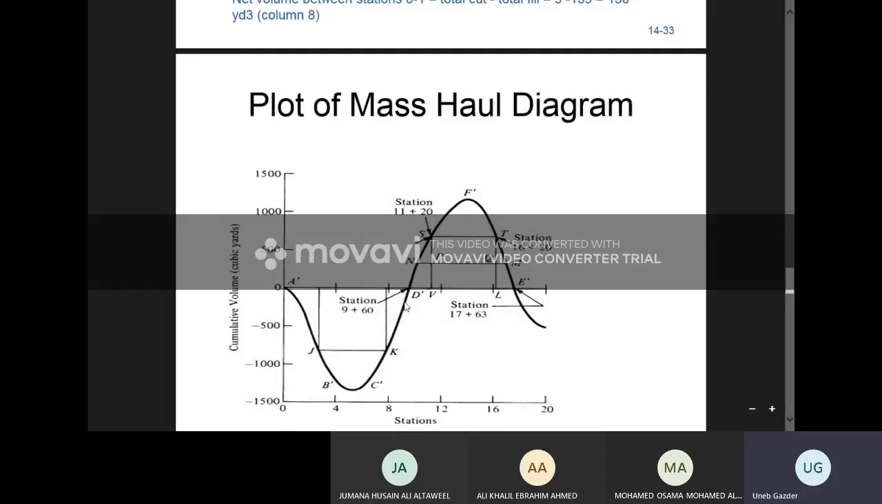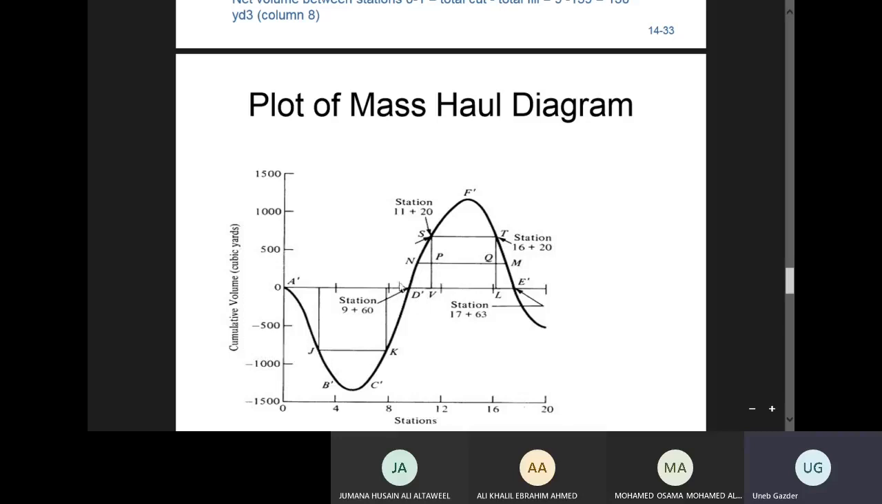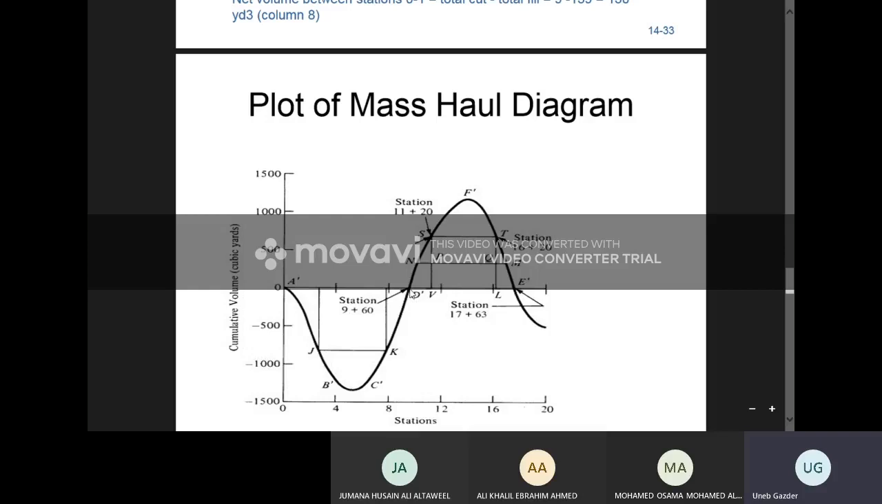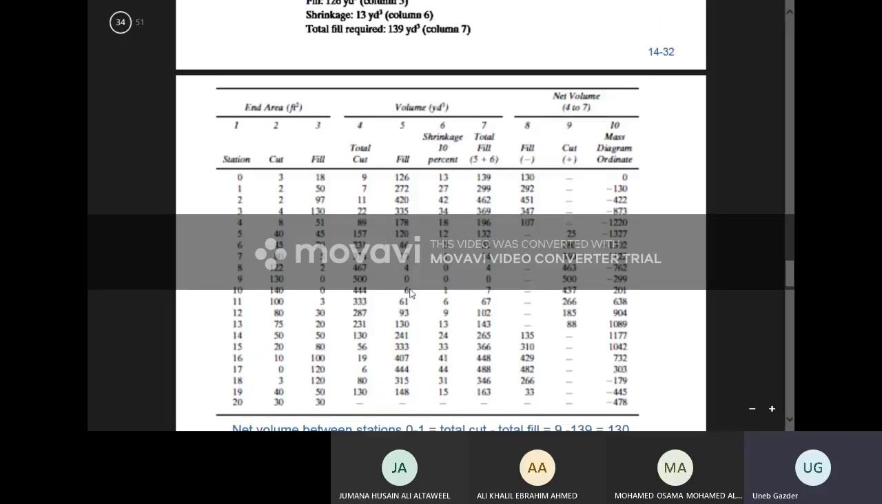So I said D dash is a balance point, right? Because the line is crossing zero. And there are other balance points as well, such as T, J, and K, and so on. So I will just give you an example of how to calculate the position of the balance point. You see here, D dash is a balance point, and this is at zero.